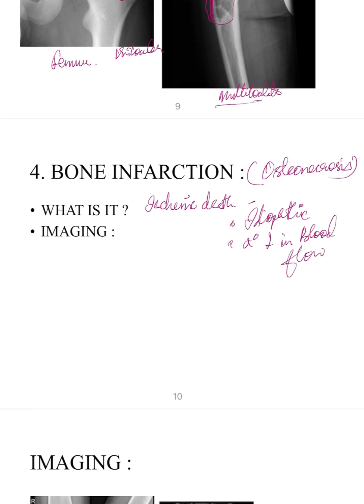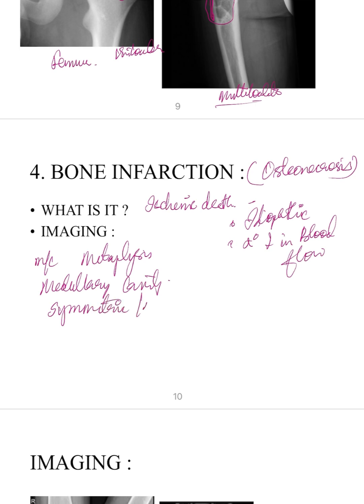You can associate it with multiple things, but imaging wise you need to remember some 2-3 important things. Where is it located? It's located in the metaphysis, within the medullary cavity. It can be symmetric both sides, and it can be multiple. But the characteristic thing is the serpiginous borders, snake-like appearance.